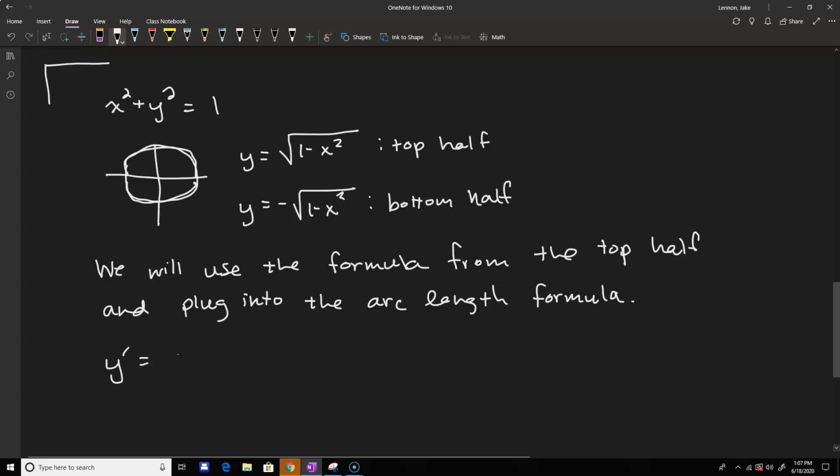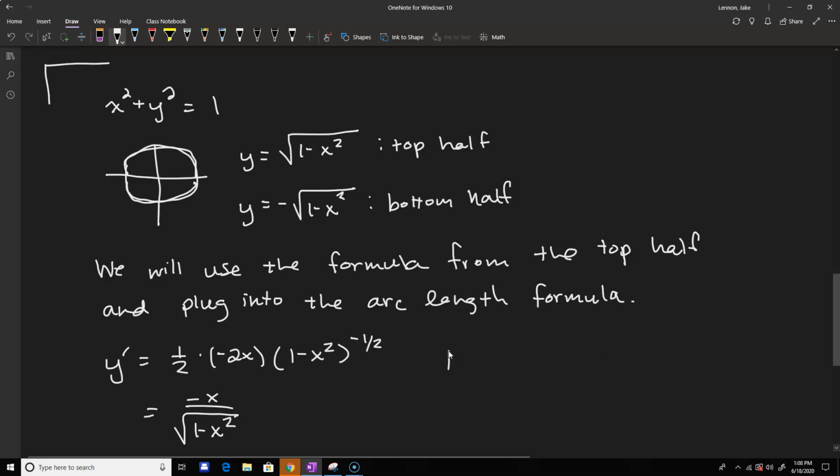Y prime is going to be, well, we're going to have a 1/2. Then we're going to have a minus 2x from the chain rule. And then that's going to be 1 minus x squared to the negative 1/2. So basically our y prime looks like, well, the 2's cancel. So we just have minus x over the square root of 1 minus x squared. So that's what we want to plug into our arc length formula.